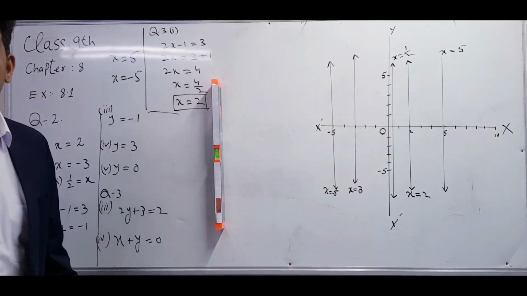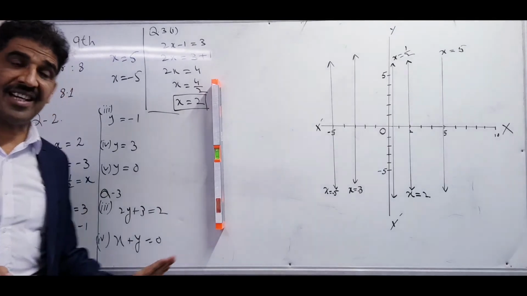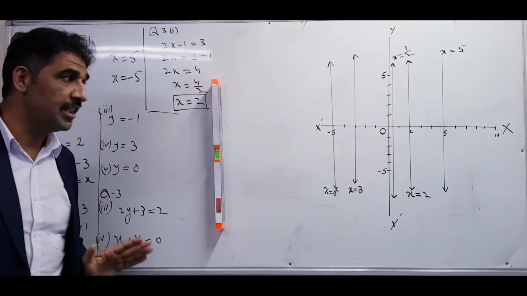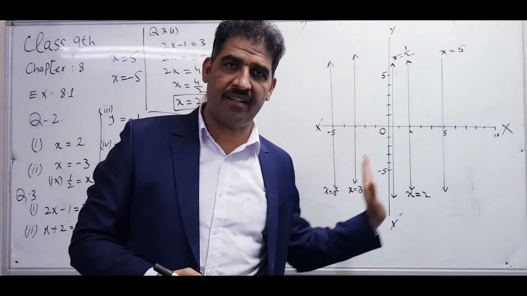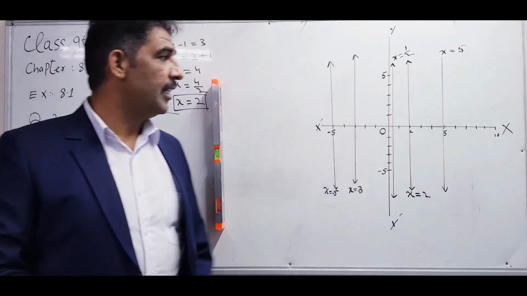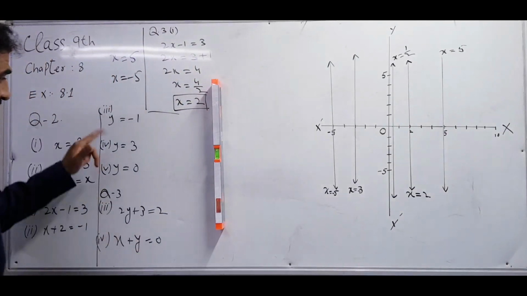Which variable is involved? X. Is that clear? When the x variable is involved, the line is always parallel to the y-axis. So draw a straight line at the value on the x-axis. Check that and draw it. Now we have to draw the value of y.